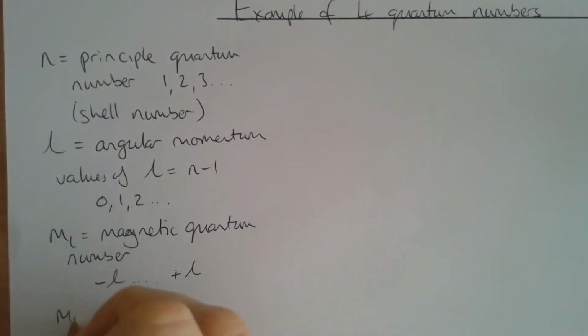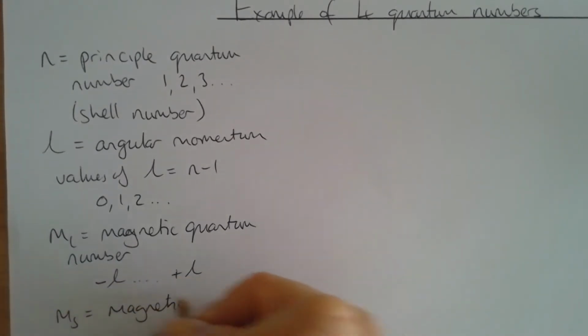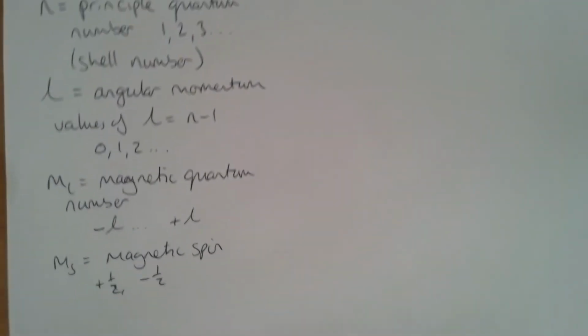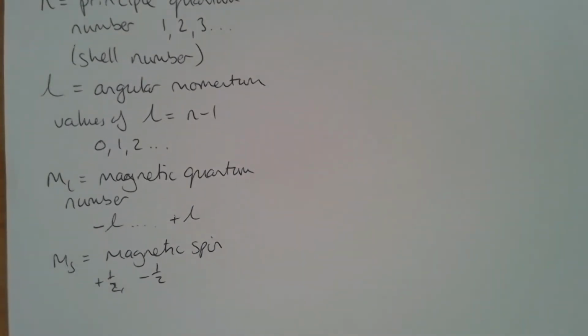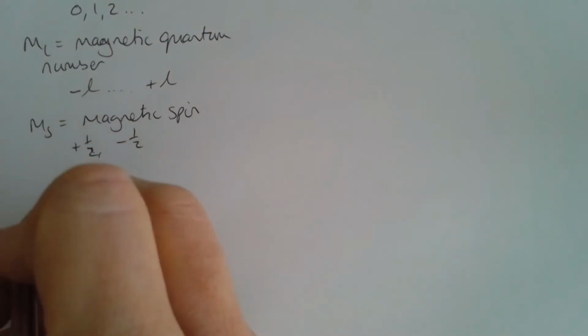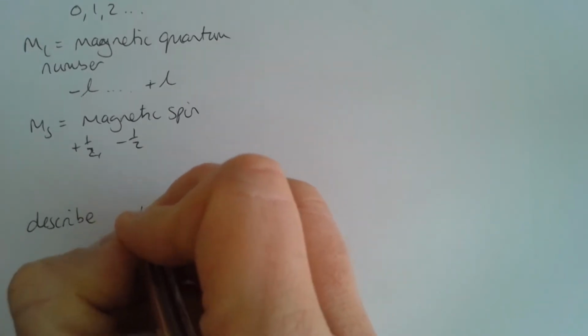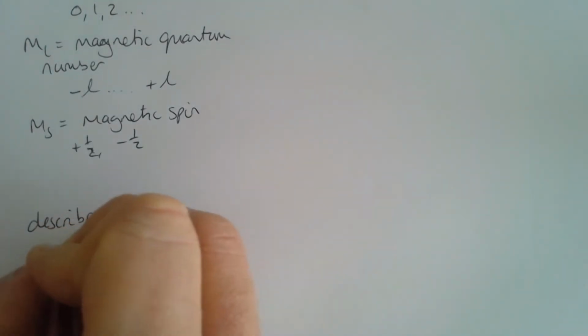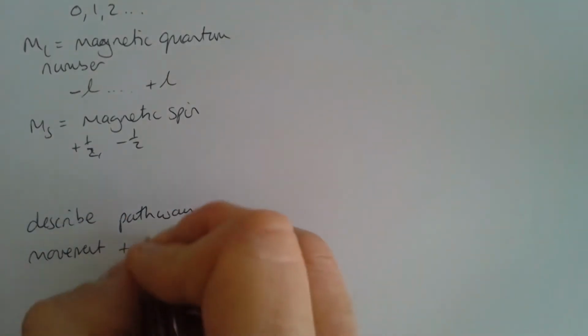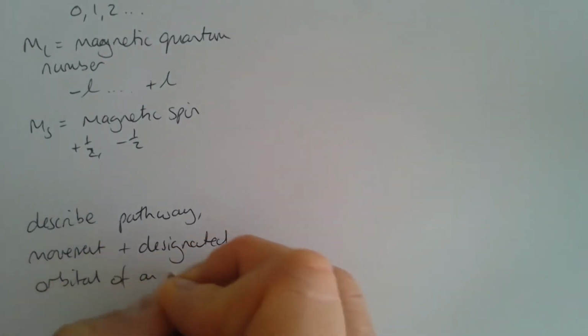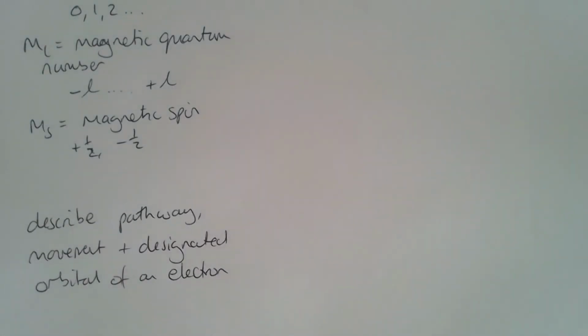And then we have ms, magnetic spin, and that can have values of plus 1/2 or minus 1/2. So what's actually the point of these? Well, all 4 of these quantum numbers together describe the pathway, movement, and designated orbital of an electron. So combined, we'll see later that they combine to give us the wave function, and from that the shape of our orbitals.